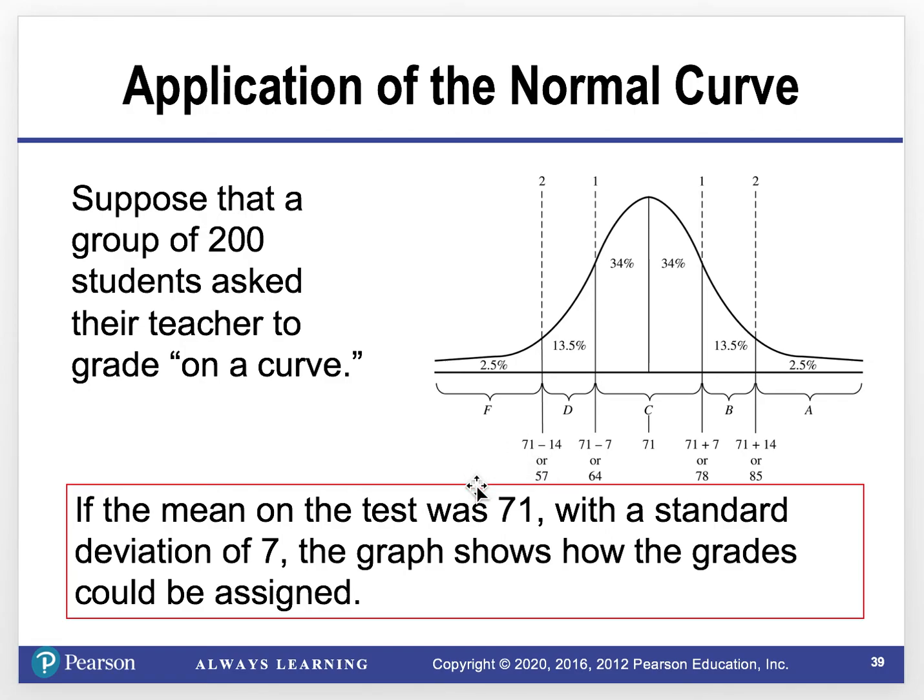Okay, that means that anyone making between a 64 and a 78 would get a C. Anyone making between a 78 and an 85 gets a B. Over an 85 is an A. Between 57 and 64, a D. So that's what it means to grade on the curve. It's kind of nice to know since we're going to be teachers, right?